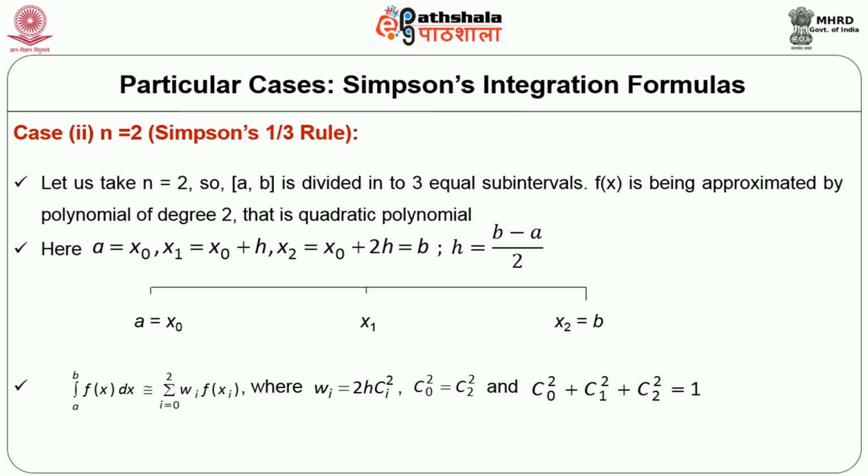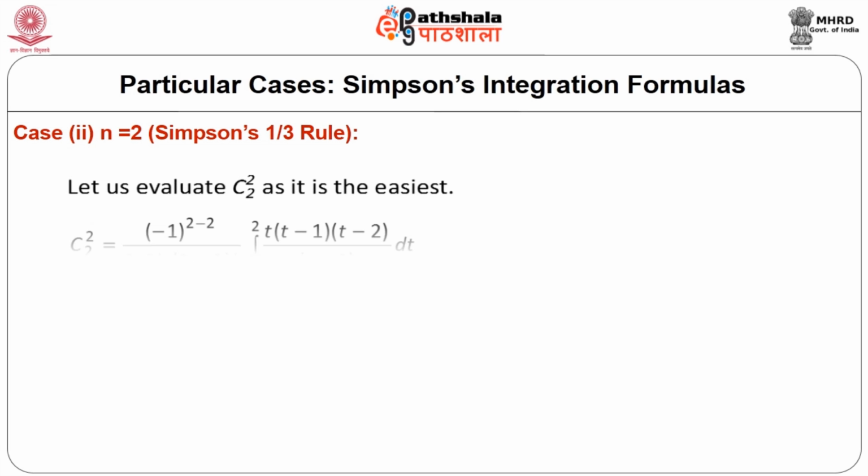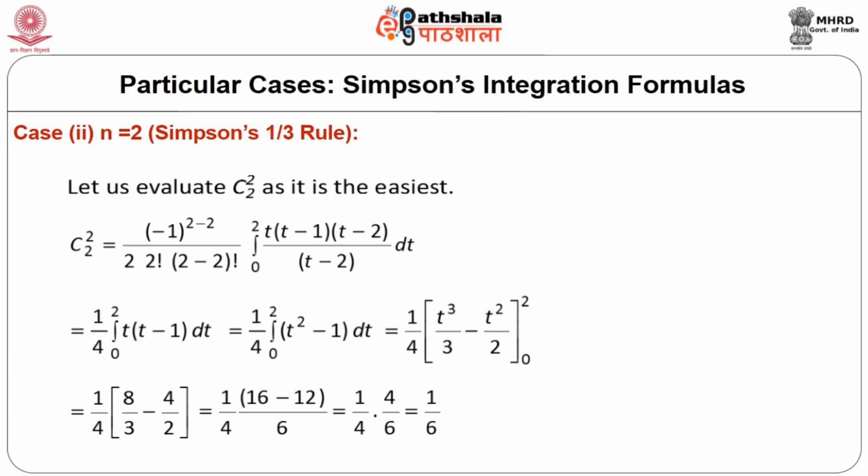Now 2Ci we need to find out the values for i equal to 0, 1, 2, meaning we want to know 2C0, 2C1 and 2C2. Again, there is no need of calculating each of the three independently by the integral formula. Let us use the two properties we have in hand. 2C0 is the same as 2C2 and the sum of these three is 1. So 2C0 plus 2C1 plus 2C2 is 1 and 2C0 is the same as 2C2. The simplest to derive will be 2C2. Let us derive the value of 2C2 from the definition of NCI.